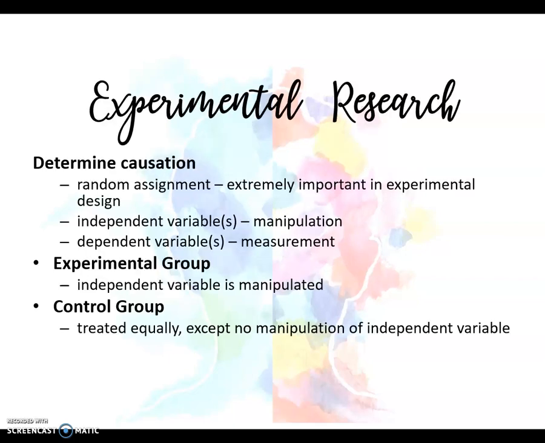Our first part is experimental research. So we want to find out if there's any sort of cause. Is there a relationship between what you're looking at? It's really important that it's truly randomly assigned. And again, you need to have your independent and dependent variables. Independent is manipulated. Dependent does not change. So D and D. Dependent does not change.